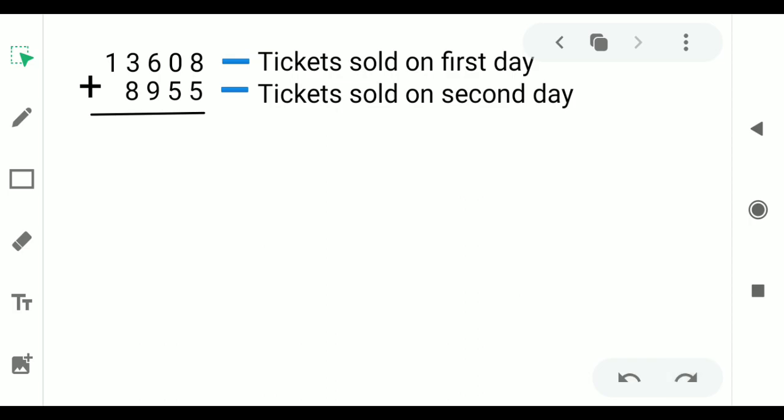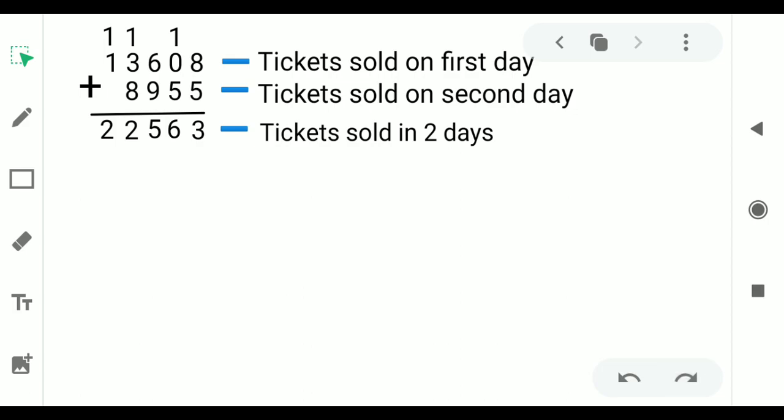So add these numbers. 8 plus 5, 13. So we write here 3 and 1 is carry over in the tens place. Then in the tens place 0 plus 5, 5, 5 plus 1, 6. Then in the hundreds place 6 plus 9, 15. So we write 5 and 1 is carry over in the thousand place. In the thousand place 3 plus 8, 11, 11 plus 1, 12. So we write 2 and 1 is carry over. Then 1 plus 1, 2. So we get 22,463. So tickets were sold in 2 days: 22,463.